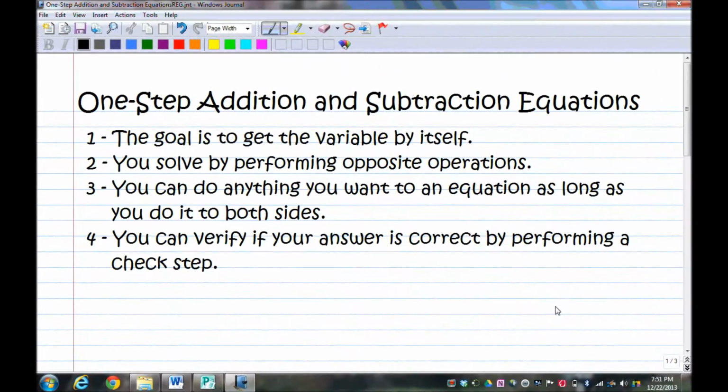Welcome to the wonderful world of equations. This is my favorite thing in math, and hopefully it will be yours as well. All right, in order to solve equations, I have four things here listed. This applies to all equations that you're solving. So I want you to write this down and make sure that you really understand this.